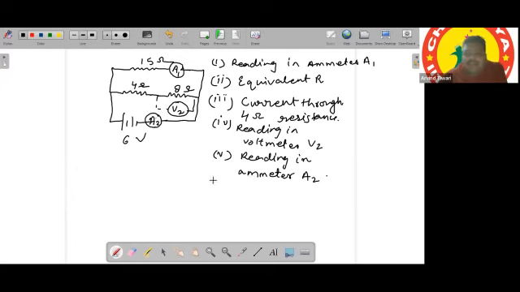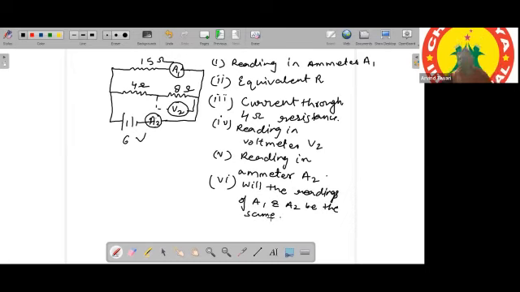And the last question you have: will the readings of A1 and A2 be the same? So you need to do all these.